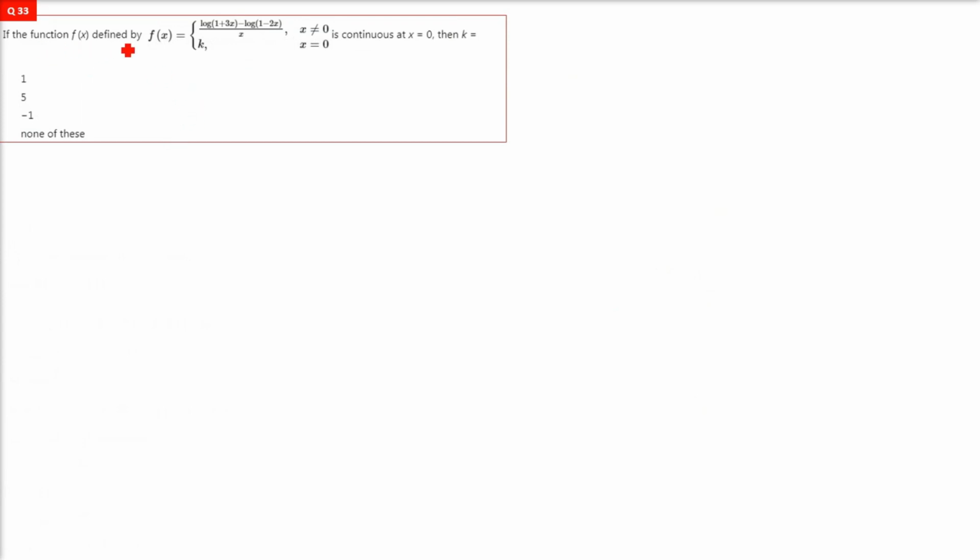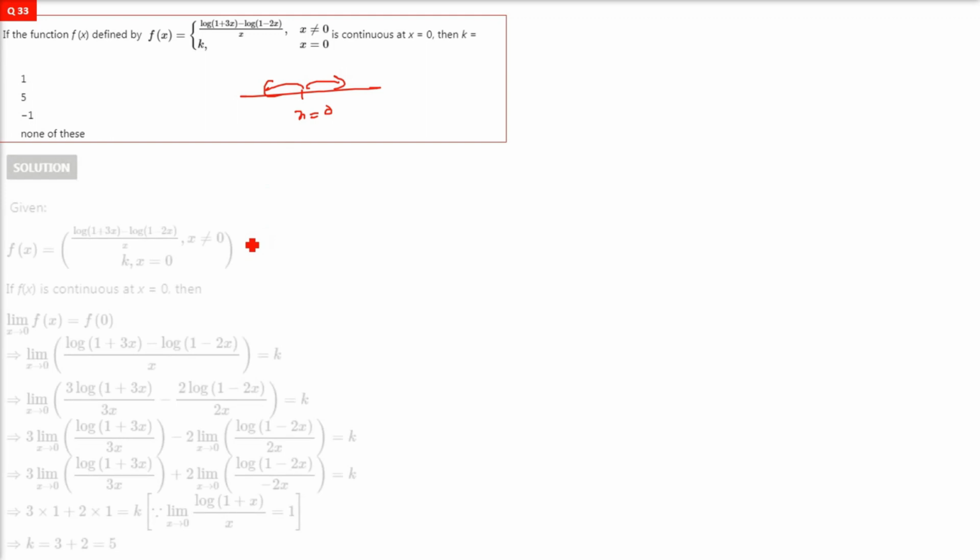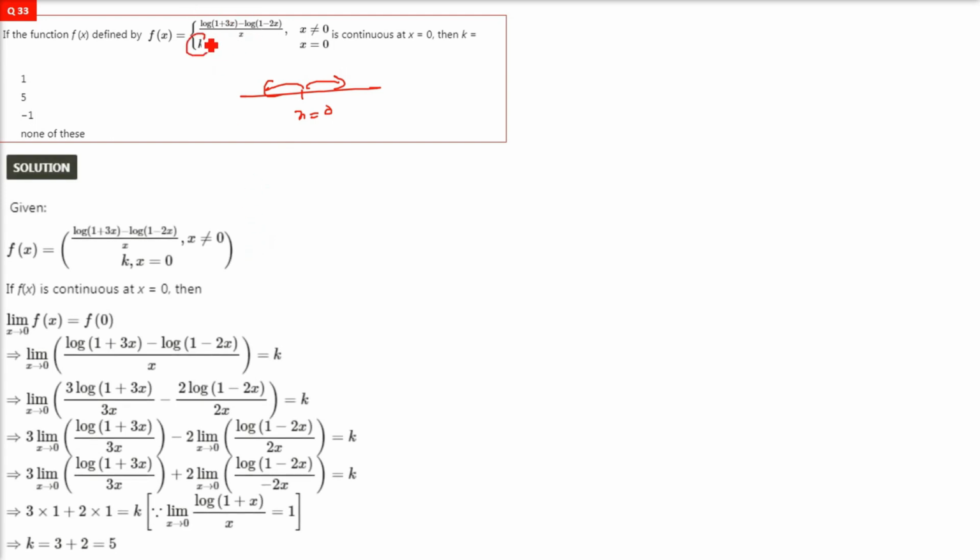If the function f(x) is defined by f(x) is this, x not equal to 0, the first function, x equals to 0, the second function, which is k, a constant function. So we'll take the left hand limit, right hand limit, and we'll try to equate. And since LHL RHL is not required because it is already being said that it is continuous at x = 0. So just find out the limit of x tends to 0 for the first function and equate it to k. So the first function is log(1 + 3x) − log(1 − 2x), and you have x in the denominator. Here also we have x in the denominator.